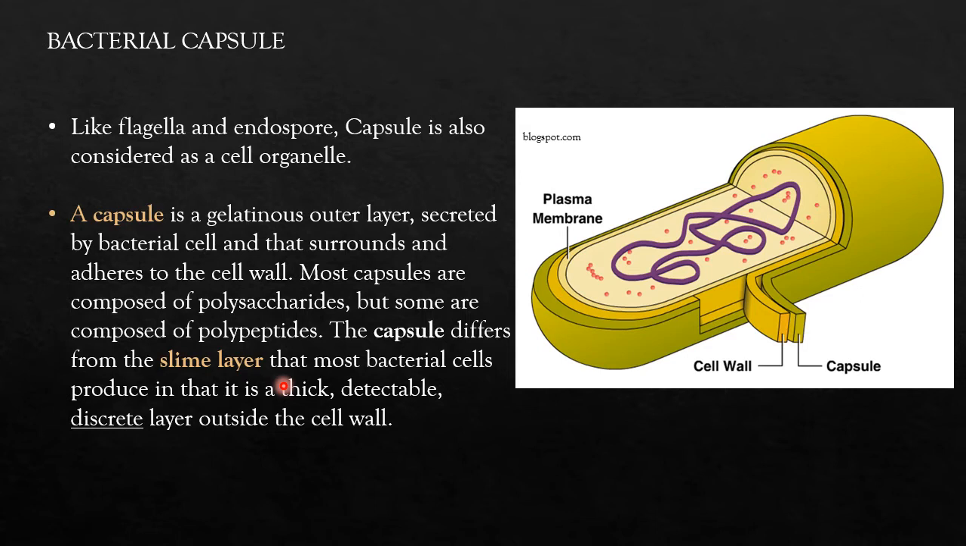So there is a bit of difference between capsule and slime layer. The capsule differs from the slime layer that most bacterial cells produce in that it is a thick, detachable, discrete layer outside the cell wall. It means it can get separated. Capsules are tightly adhered to the cell walls. Okay, this is the difference, right?